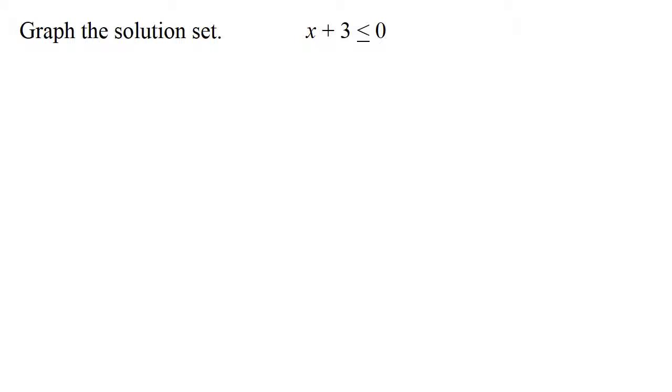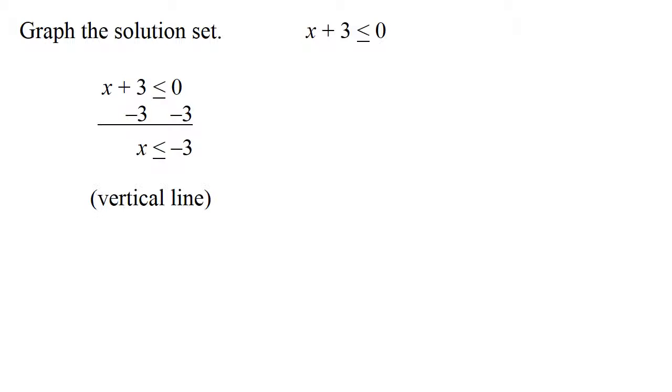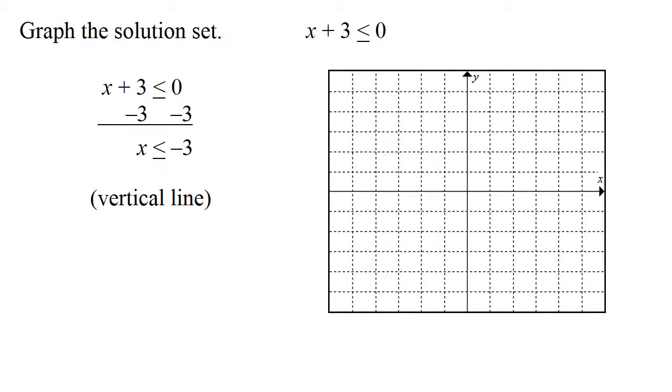Alright, let's look at graphing this solution set: x plus 3 is less than or equal to 0. So first thing I want to do is, normally I'd get y by itself. I don't have any y's, so I'm going to get x by itself, subtract 3. x is less than or equal to -3. Just a reminder what type of line this is. This is a vertical line. So we're going to draw this 3 units to the left, and it's a vertical line.